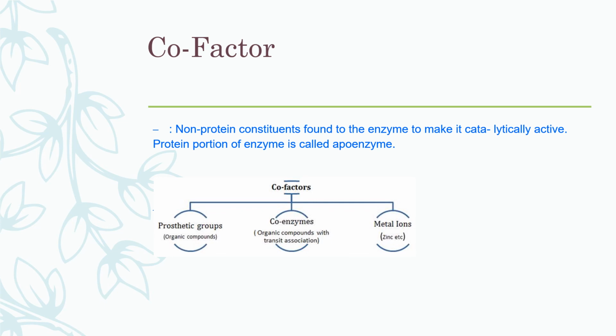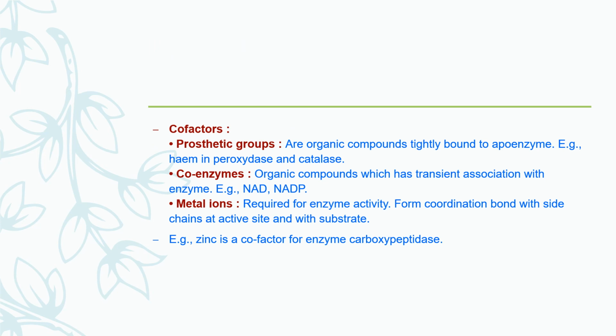Right, so cofactors are three: prosthetic group, coenzyme and metal ions. So you will get a difference. Prosthetic group is an organic compound which is tightly bound to apoenzyme. Coenzyme is also an organic compound which has transient association, means not that tight. And metal ions are required for enzyme activity. They form coordination bonds with side chains at the active site and with the substrate.